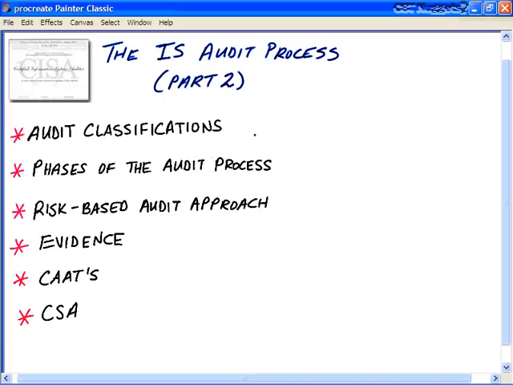In Information Systems Audit Process Part 2, we looked at several knowledge areas. First of all, we broke down audit classifications. We looked at the phases of the audit process. We talked about a risk-based audit approach. We explored the concept of evidence and data gathering. We looked at computer-assisted audit techniques. And then finally, we defined control self-assessment.